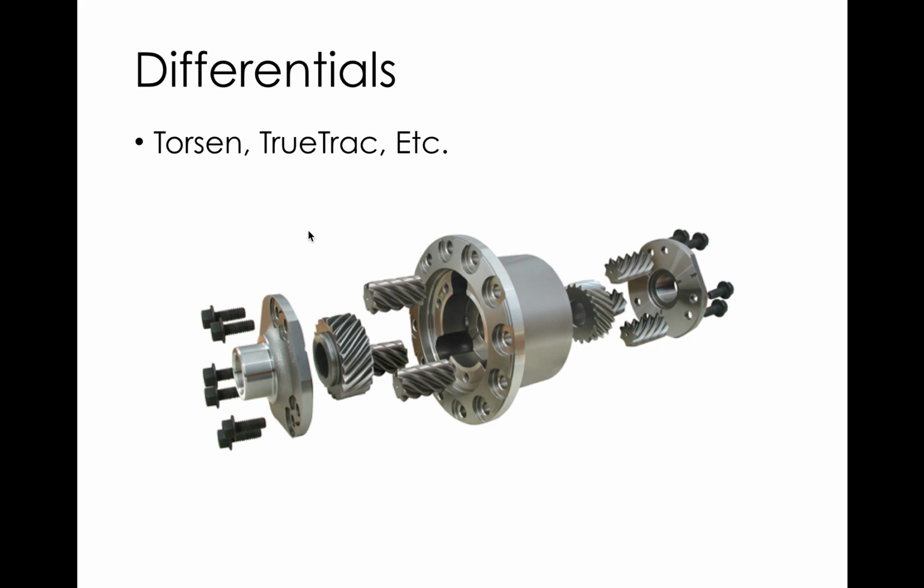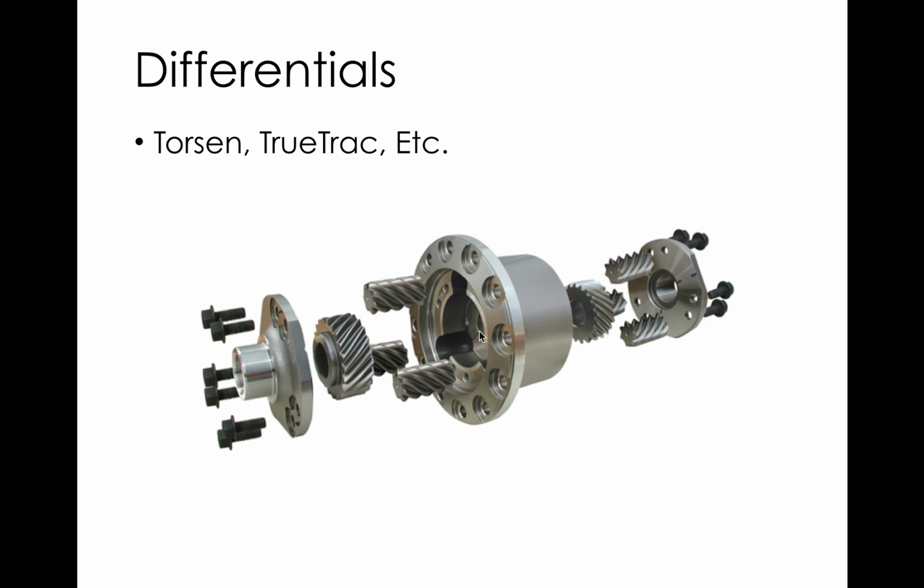Then we get into the fancy ones. So these are the torsion, true track, or helical styles, the general style for these, where they're actually worm gears. So we've got these little side gears here, and then we've got these little worm gears. So 3 on this side that mesh with 3 on this side. There's various different ways of doing this. But essentially, these act like worm gears.